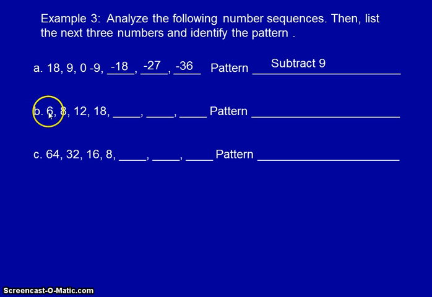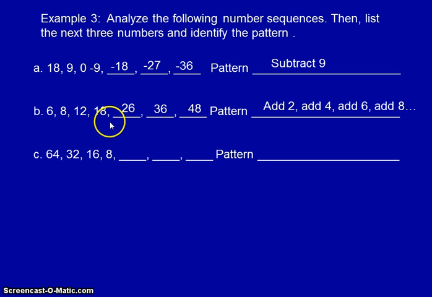B, let's see. We're going from 6 to 8. So if we multiply, that would be a fraction. So let's just add. 6 plus 2 is 8. And then plus 4 would give us 12, plus 6. So plus 2, plus 4, plus 6, plus 8 would give us 26. And that's right. Plus 10 would give us 36. And 12 would give us 48. So add 2, add 4, add 6, add 8.